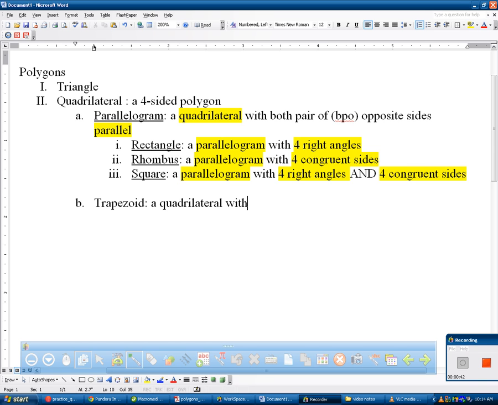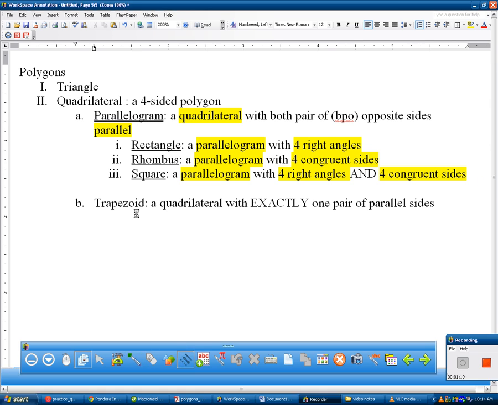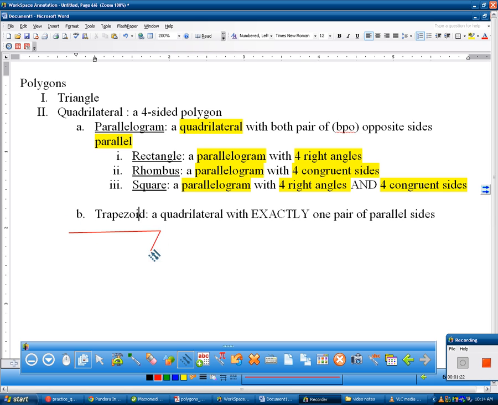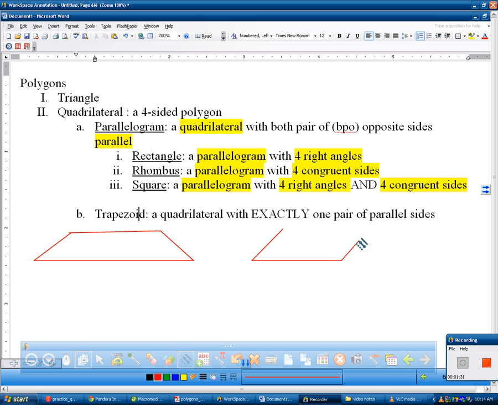Some books say a trapezoid is a quadrilateral with one pair of parallel sides. And then other books say with exactly one pair of parallel sides. Why do you think that there is a big difference between those two definitions? John? Right, exactly. You nailed it.